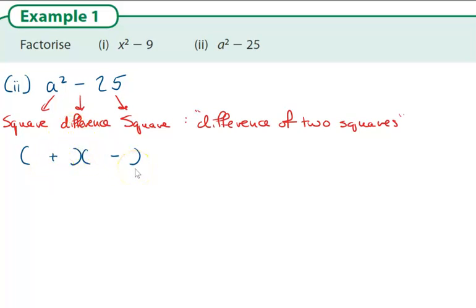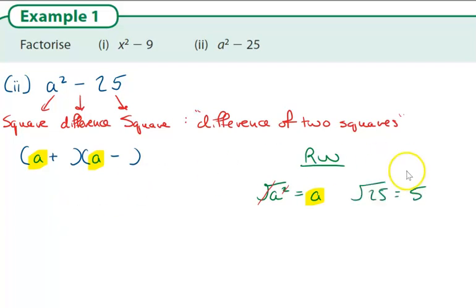Then in our rough work, we're going to get the square root of the first term. The square root of a squared is going to be a, because the root and the squared will cancel. So the a is going to go in the front of both brackets. It has to go in the front, not the back, because it's the first term. So the square root of the first term will go in the front of both brackets. And then we'll square root the 25, and we get 5. So 5 is going to go in the back of both brackets.